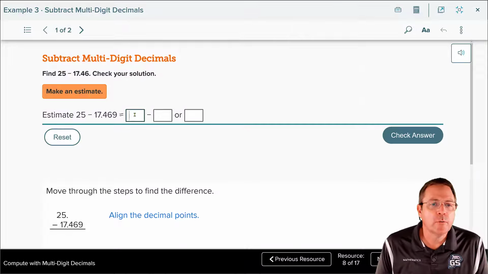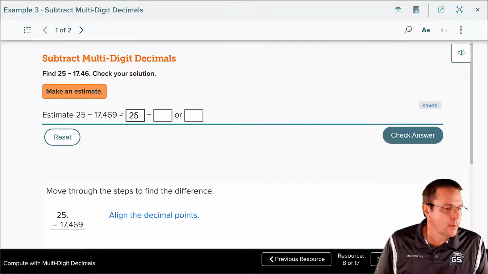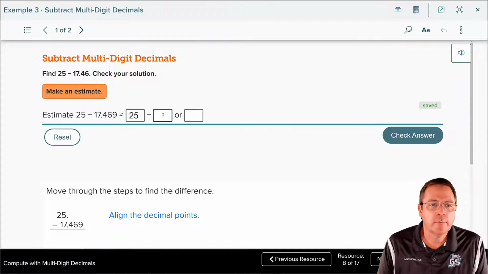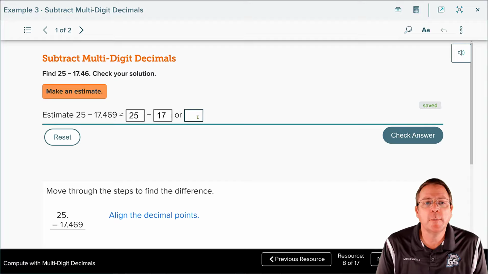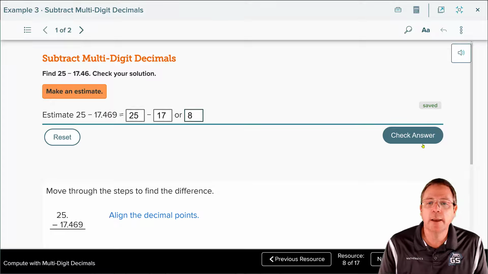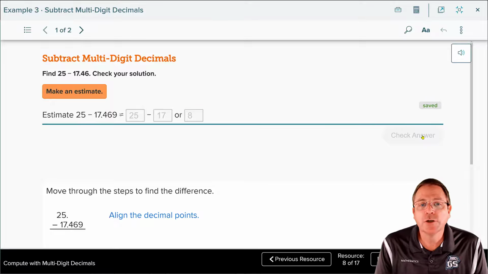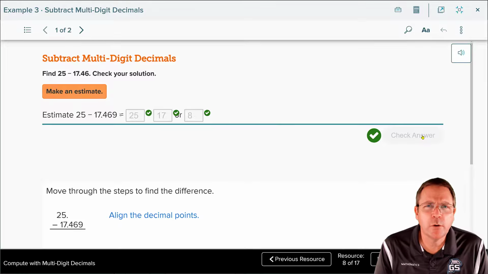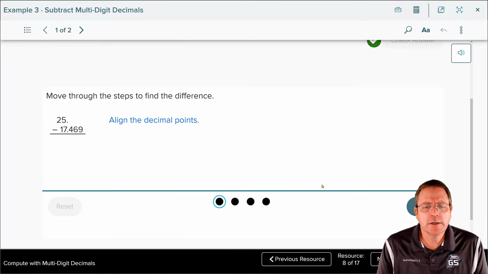When I would work this one, I'd leave the 25 as 25 and the 17 point whatever, I'm going to change that to 17. That's some pretty easy math to do. 25 minus 17, the answer is going to be 8. Check our answer. That checks with what they did. So a ballpark answer should be somewhere around 8. Let's take a look at the next part.